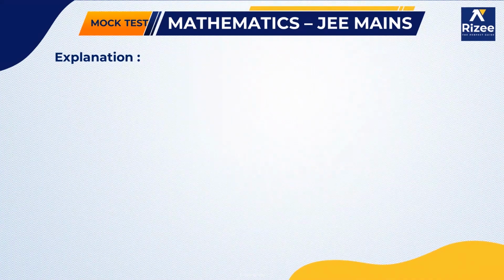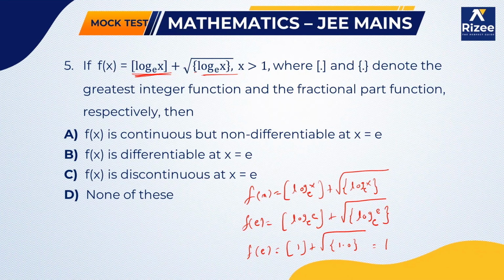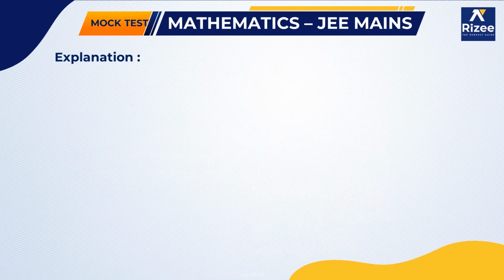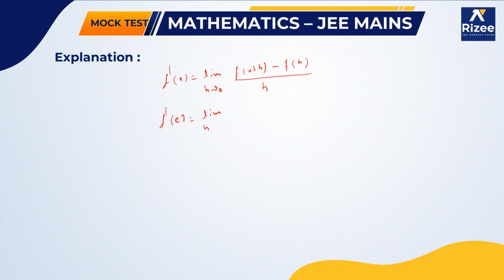Next, f of x is continuous. We have to check whether it is differentiable or not. What is the derivative? f dash of x equals the limit as h tends to 0 of f of x plus h minus f of x, divided by h. It is the first principle of differentiation. I am taking f of e, so I am checking f dash of e equals the limit as h tends to 0 of f of e plus h minus f of e by h.